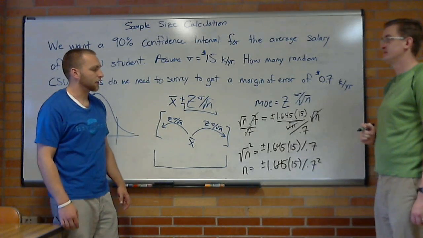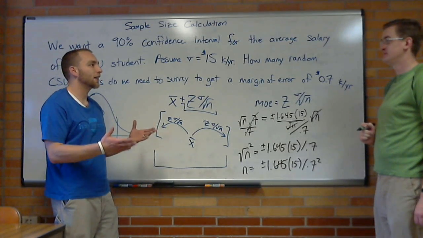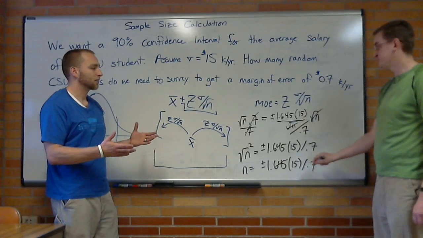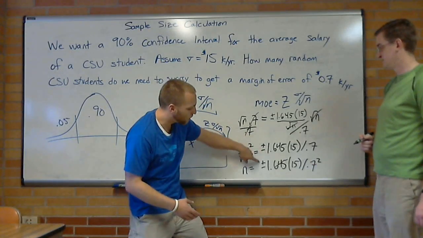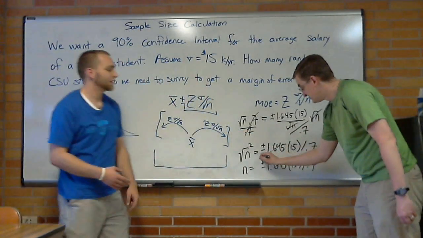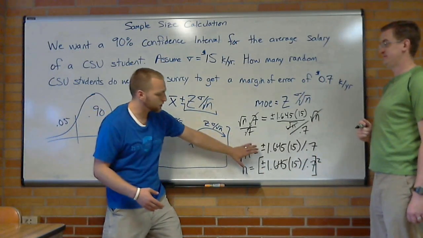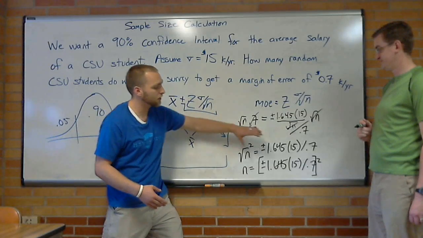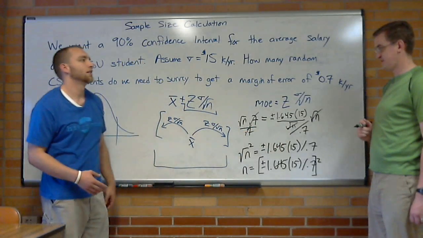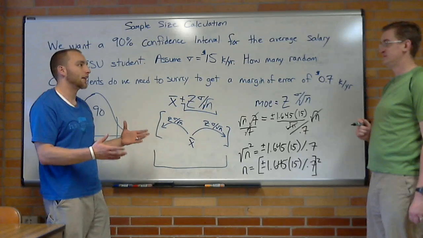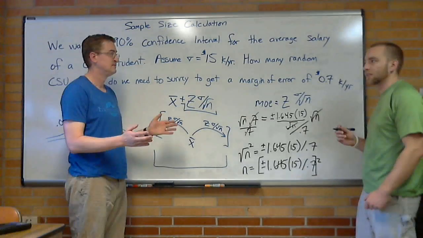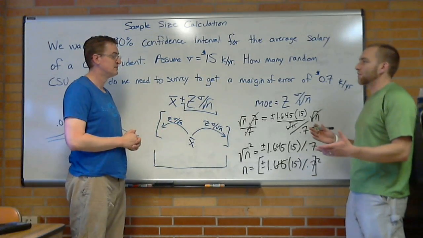Now, what happens when you square a negative number? I'm only squaring the 0.7. No, you need to square the whole thing. You squared the whole side here. You got to square the whole side over there. So now what happens when you square a negative number? It goes positive. So what does that matter for this problem?